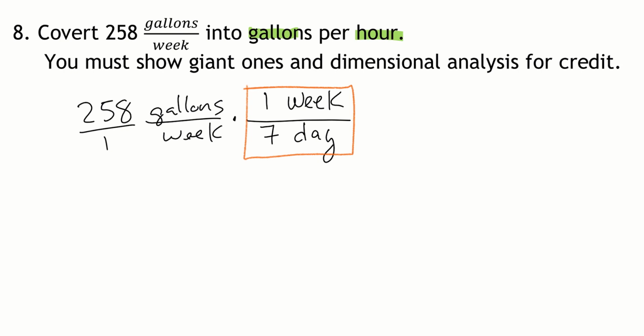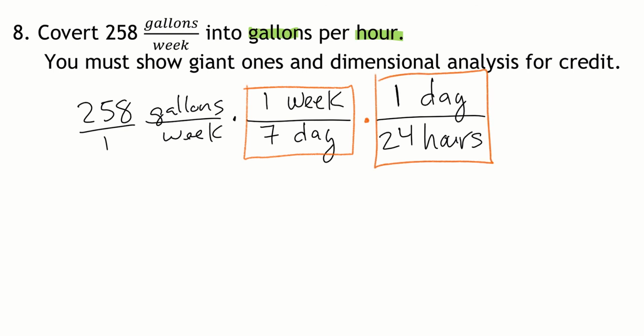So my other giant one is going to be the one that involves days. I want to move away from days now. Days is in my denominator, so I'm going to put days in the numerator. And I know a giant one I can build that involves days and hours. In fact, 1 day is the same as 24 hours. So here we go. This is still 1. These are both the same amount of time. A day is exactly 24 hours, so I really am multiplying by 1.